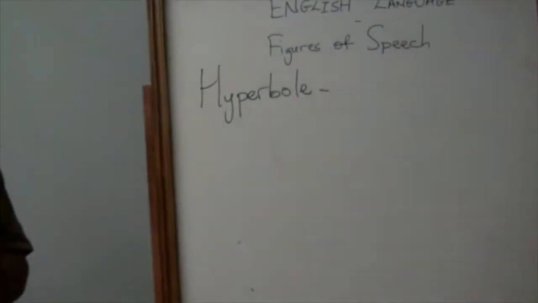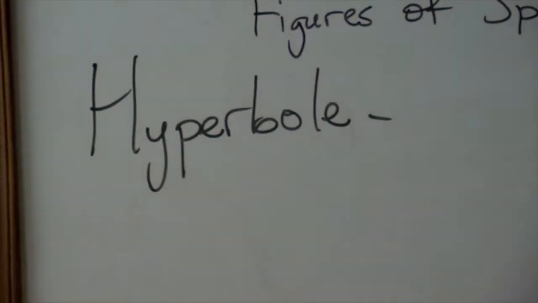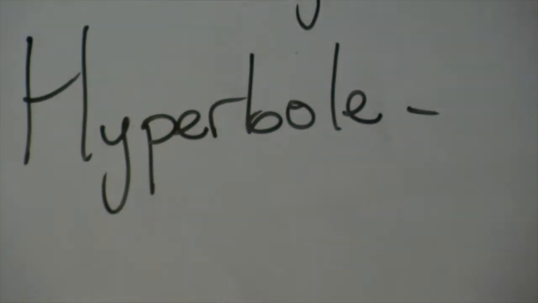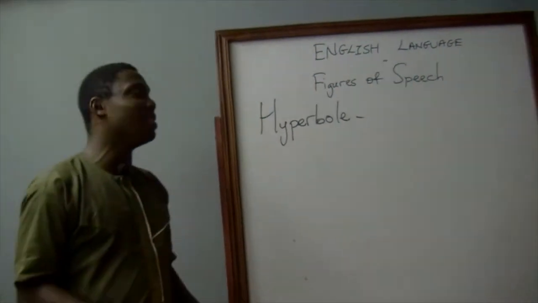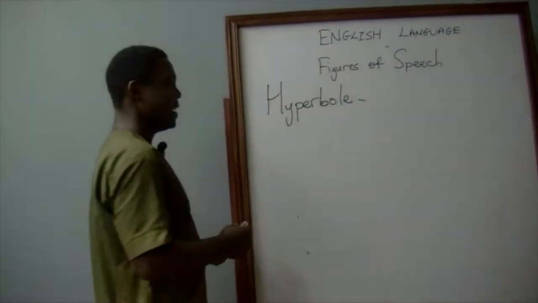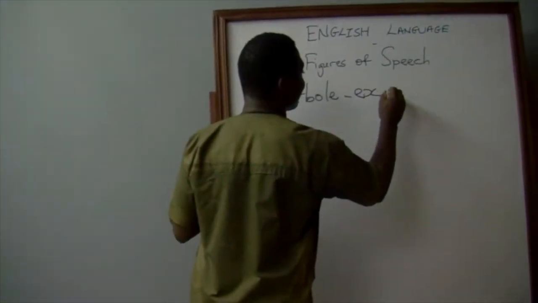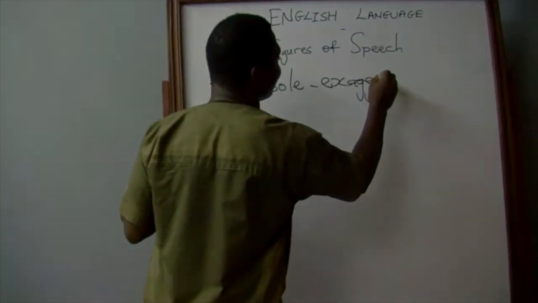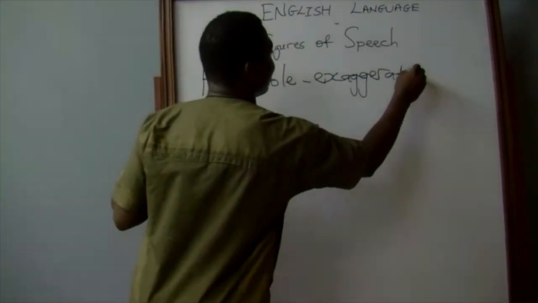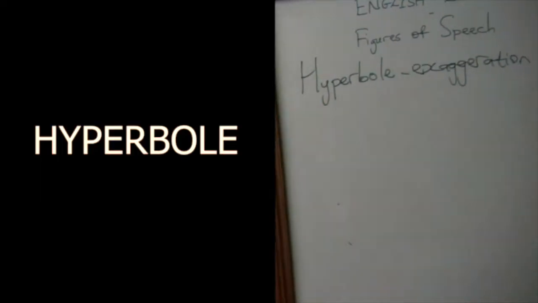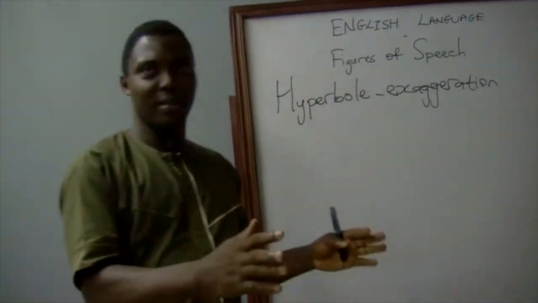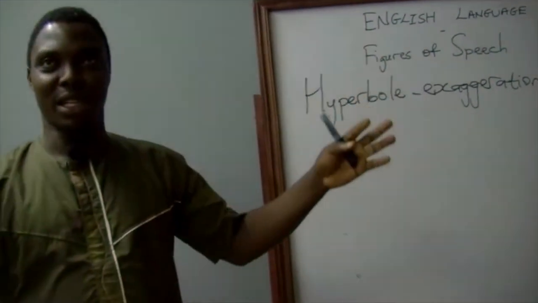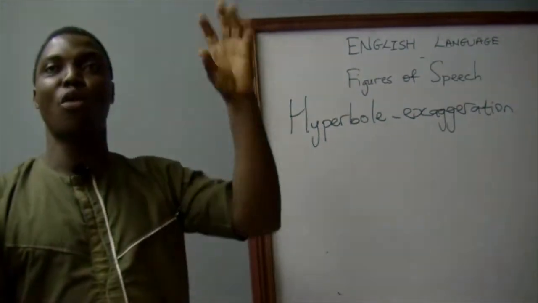Oftentimes, people pronounce this as "hyperbole." No, it is actually pronounced "hyperbole." When you say something is hyper, it means in excess. And hyperbole means exaggeration. Exaggeration simply means saying something beyond what is normal. It can also be seen as an overstatement.